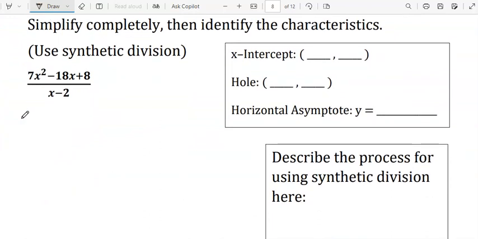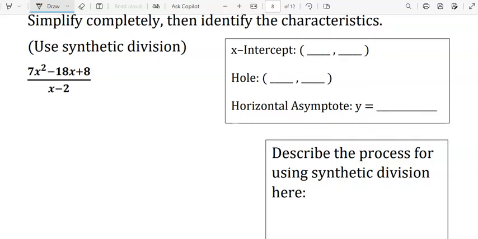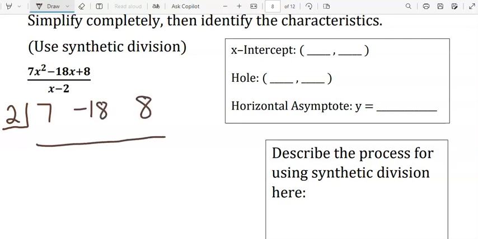Simplify completely, then identify the characteristics. You'll use synthetic division on this one. So in the box, we'll put 2. The coefficients in the numerator are 7, negative 18, and 8. Bring down the 7. 2 times 7 is 14. Negative 4 times 2 is negative 8. You have a remainder of 0.